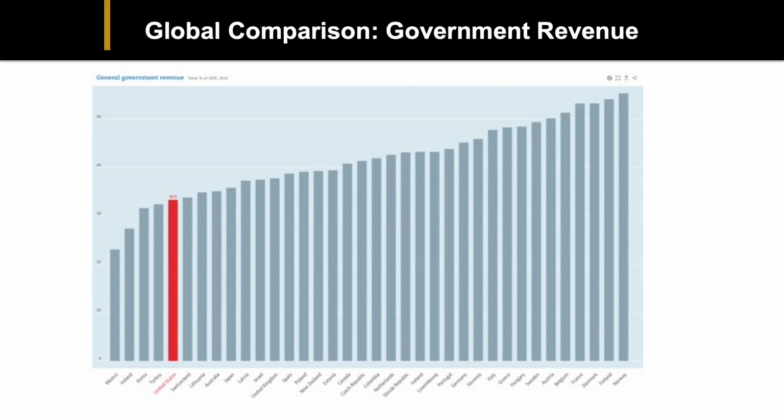And then you also see government revenue. Even though government revenues generally lag behind spending, government revenue has varied a bit. The United States is, once again, sort of near the bottom compared to the other 30 economies. And you've got some economies here that have a very much larger share of government revenues as a share of GDP.